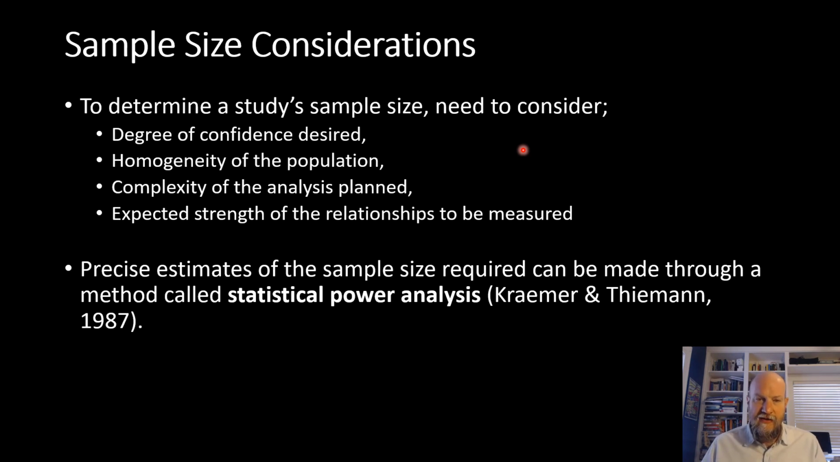And then lastly, the expected strength of the relationship to be measured. If what you're studying, based upon past research, based upon theory, says that this is a really robust, powerful relationship between your independent variable and your dependent variable, for example, then you may need a smaller sample. If it's a real relationship, but it's kind of weak, you need a larger sample in order to be able to detect it. So this is another factor you have to consider in how big of a sample you want.